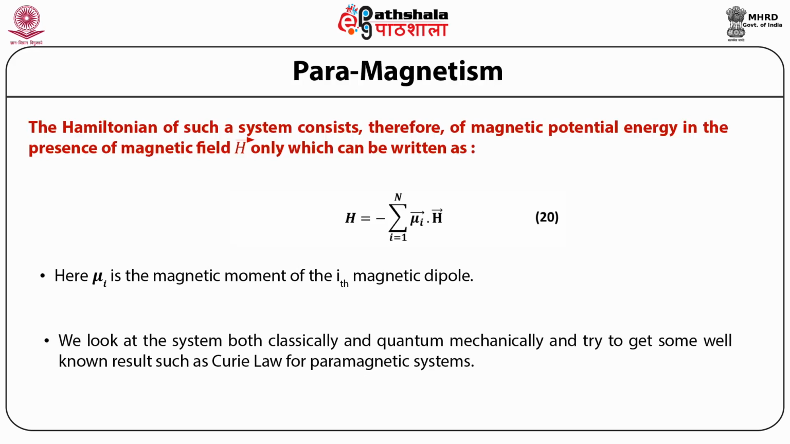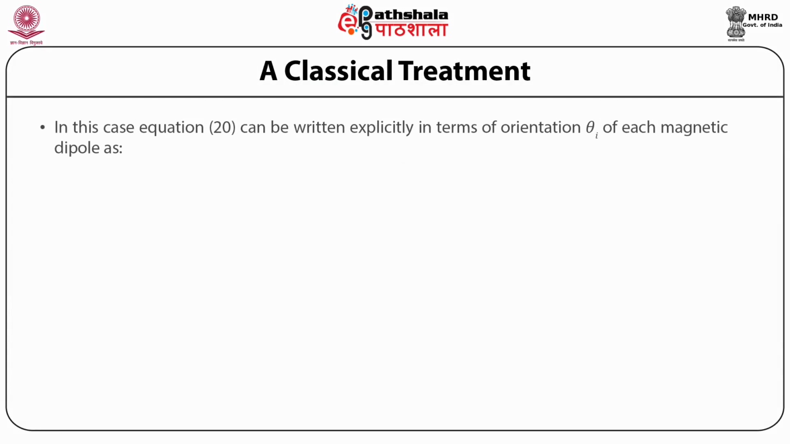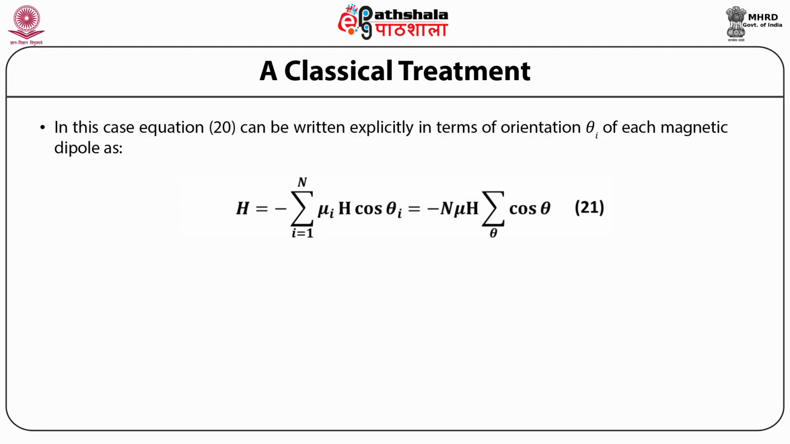We look at the system both classically and quantum mechanically and try to get some well-known result such as Curie law for paramagnetic systems. A classical treatment. In this case, equation 20 can be written explicitly in terms of orientation θ_i of each magnetic dipole as H = -Σ (i=1 to n) μ_i H cos θ_i = -n μ H Σ cos θ.